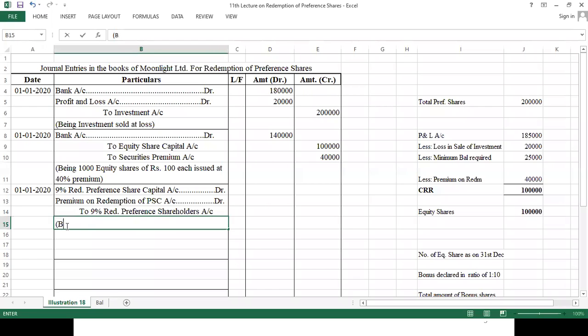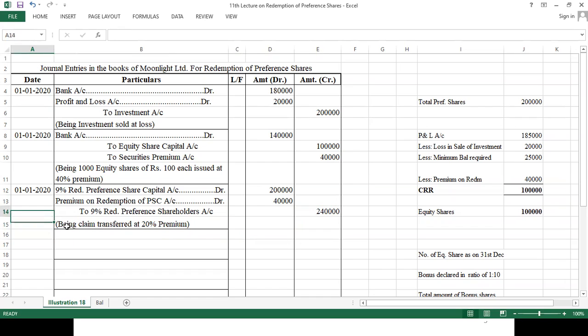Okay, narration will be being claim transferred at 20% premium. Okay, let's see. 2 lakh rupees total capital you want to redeem at 20% premium, which comes to 40,000. Okay, so total we are going to get 2,40,000.